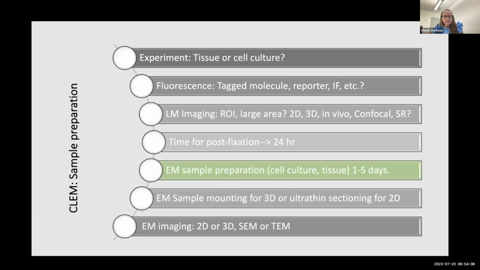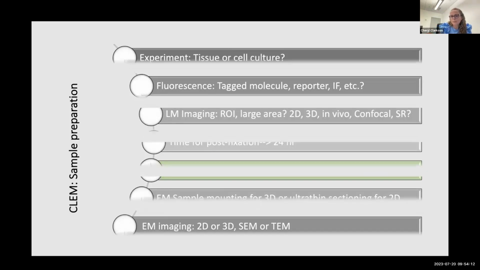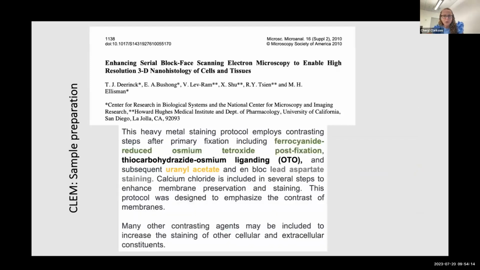After we are done with this part, we start with the sample preparation. We are using the Deerinck 2010 protocol, the heavy metal protocol that the majority of people doing volumetric EM use on a daily basis. This is important because some people don't have SEM like we have, and they have TEM. This is something you can also use for TEM samples without any problem.